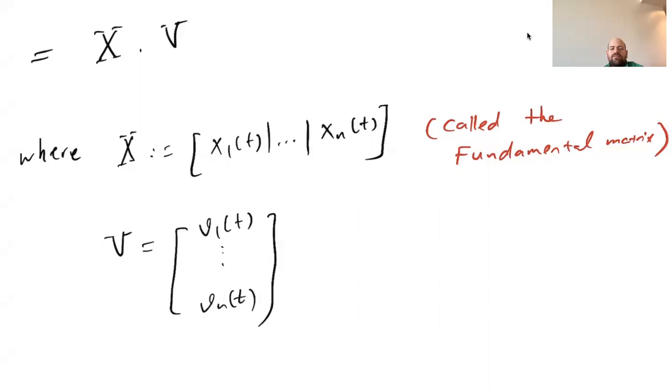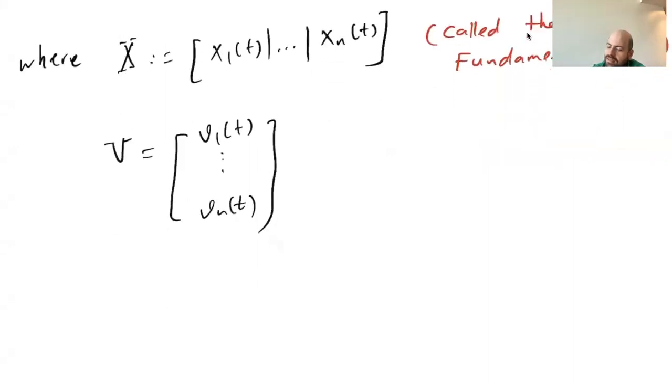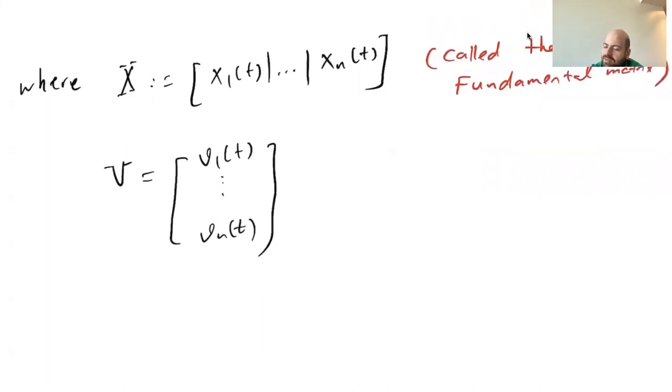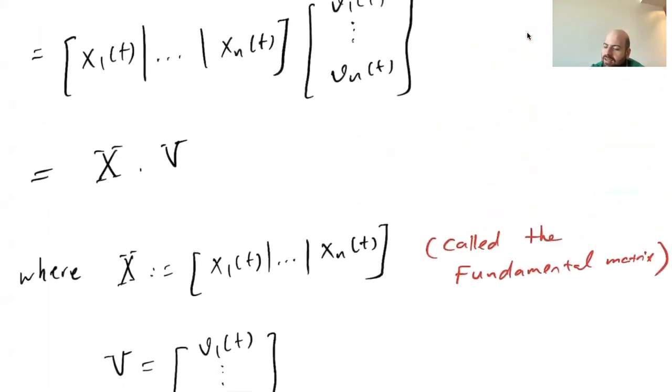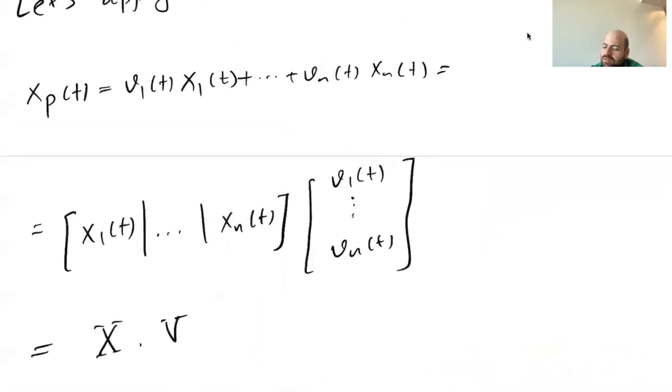Each xi of t here is a vector, which is a solution for our homogeneous system x prime equals Ax. And remember that we are assuming that x1 of t to xn of t are linearly independent. So this capital X is a matrix, capital V is a vector, and the particular solution, we wrote it as the fundamental matrix X times this vector V.